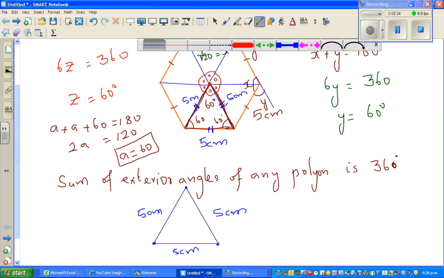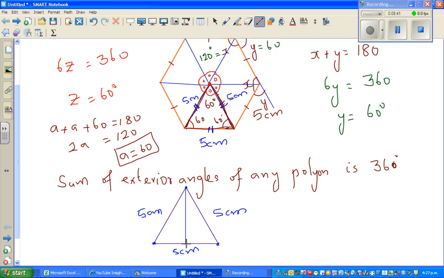What I'm going to do is drop a perpendicular from here to here. So this is a right angle, and these are equal, so this would be 2.5. Here we know this angle is 60. This is 90, so this has to be 30. So we only know this information.